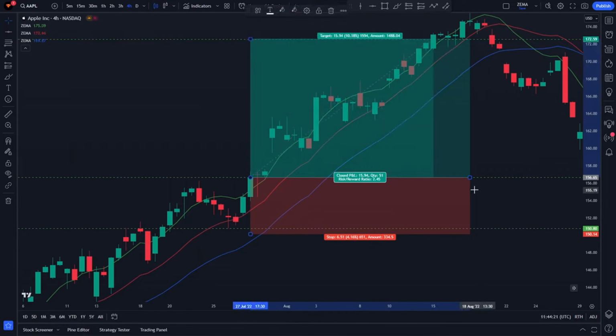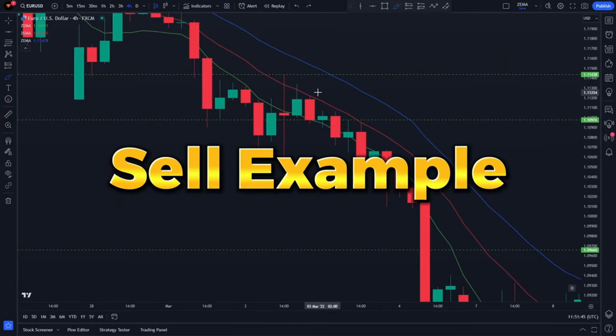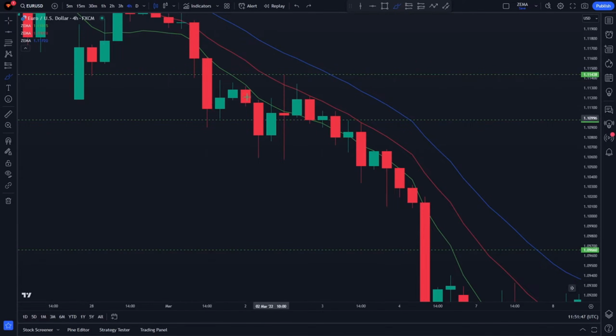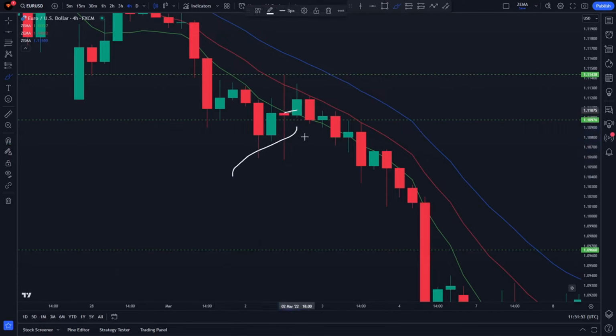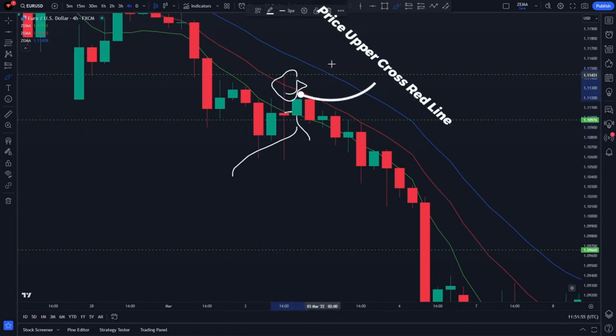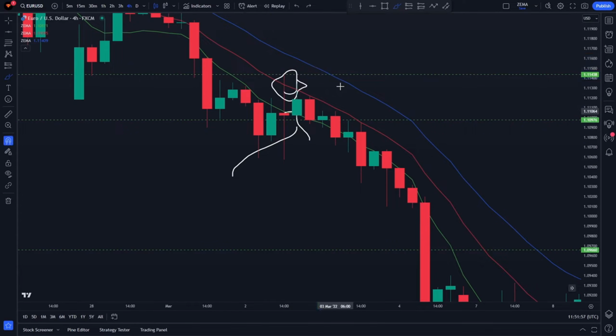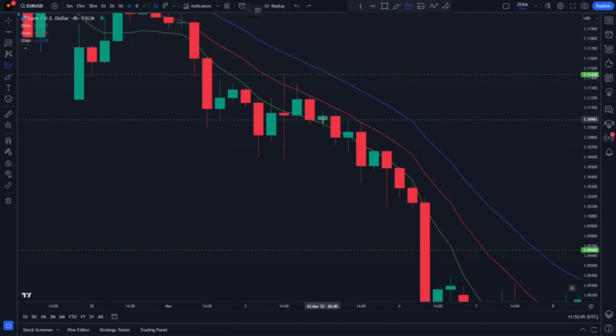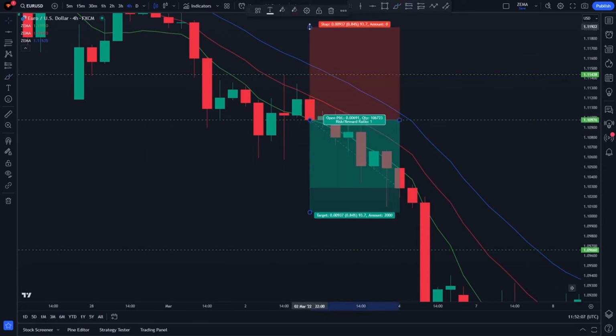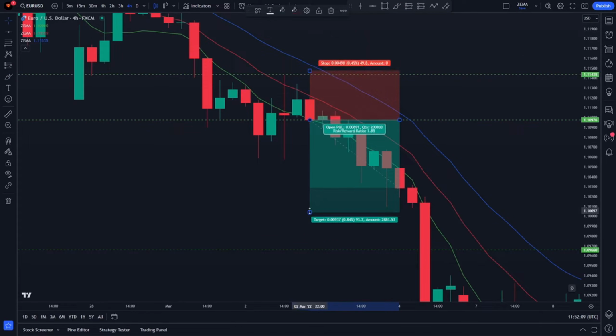reward ratio. Sell example. First, we need to wait for the bear trend to occur. Second, the price needs to pull back to touch the red line, but not to touch the blue line. Third, when the price crosses under the green line, we can enter our short trade and place our stop loss above the recent swing high and place our take profit with a 2.5 risk and reward ratio.